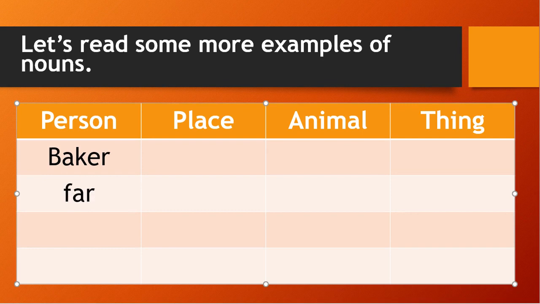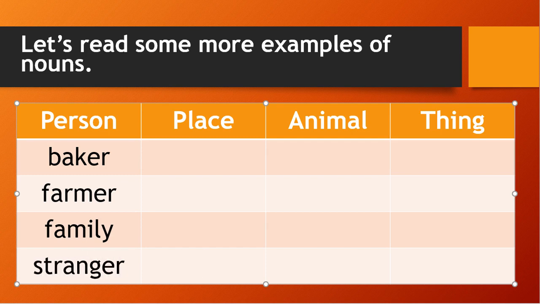Okay, farmer. This is a baker. Then we can say family. Family, in family all are the members. Okay, and then we can say stranger.